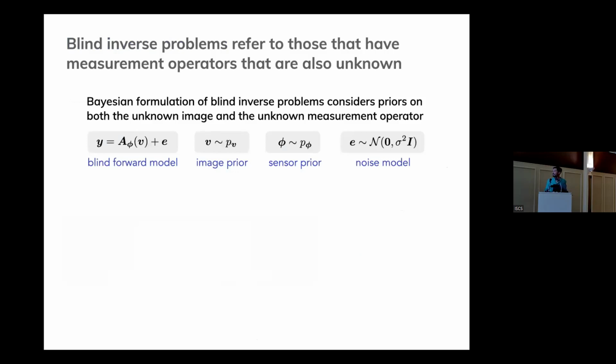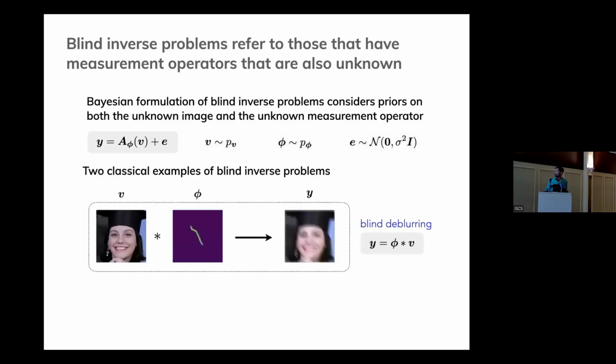So the blind inverse problem setting I'm going to consider is the same one that I described, except now the forward operator, the measurement operator A, has unknown parameters. Okay, I don't know it exactly. In different applications, there is a different set of unknown parameters, like in ptychography, it could be the probe. I will give you some more images. But what we're going to do is take the same probabilistic model. Now I'm going to say, okay, I have an image prior on this v. I changed x to v because it's going to be more convenient for my notation later. And then phi will be the parameters of the sensor model. Okay, so two classical examples of blind problems. One could be blind deblurring.